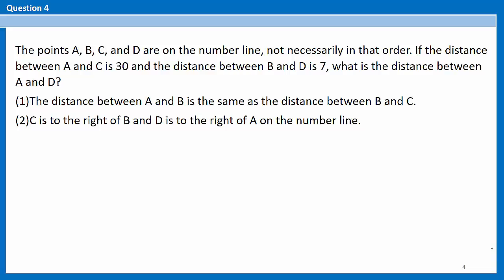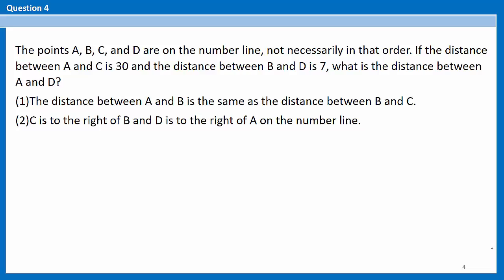The points A, B, C, and D are on the number line, not necessarily in that order. If the distance between A and C is 30 and the distance between B and D is 7, what is the distance between A and D?